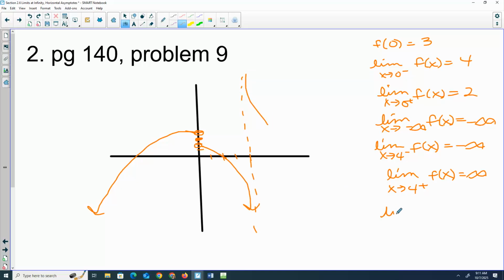The last condition tells me the limit as my graph goes to positive infinity equals 3. So as I go off forever, it's getting closer to 3. So what's happening at 3?